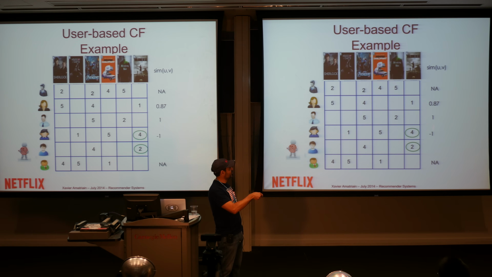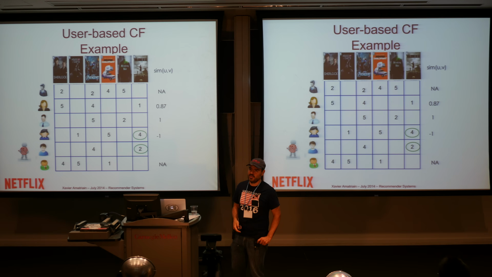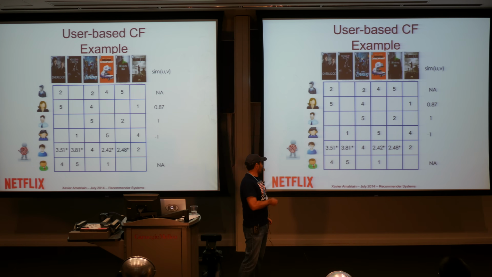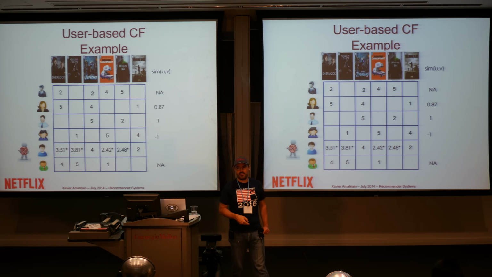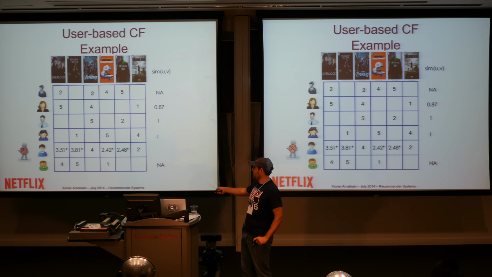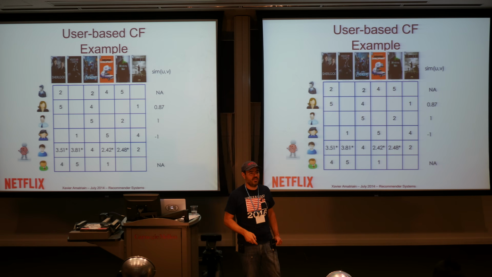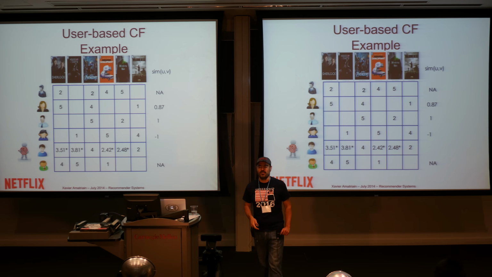So I have these 3 neighbors, with 0.87, 1, and -1 as the similarity to the target user. I compute the weighted average of the ratings for these 3 users, and I get the prediction for all the ratings. So I basically filled in this row for this user, given the information that I had for all the other users. Okay?